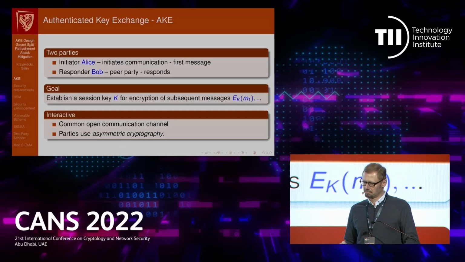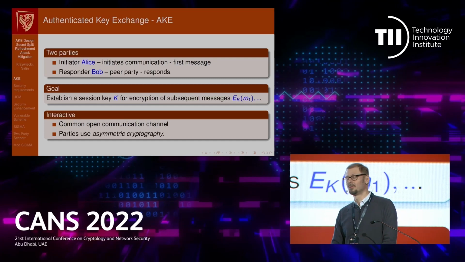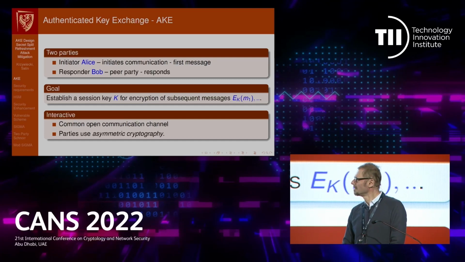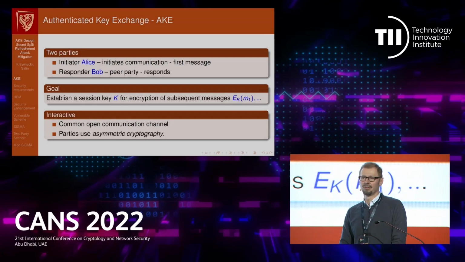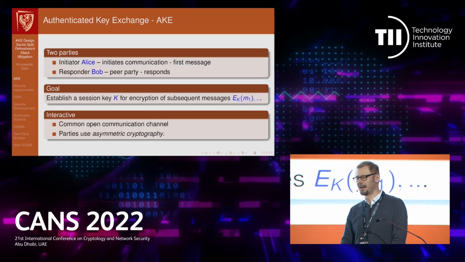So, authenticated key exchange is the main character of my story. That is a protocol for establishing a secure symmetric key based upon asymmetric keys that are coined during the protocol by two parties, Alice and Bob. Alice is usually in the role of initiator, which is the first party that sends its first message to the other party, and Bob is a responder in this play.